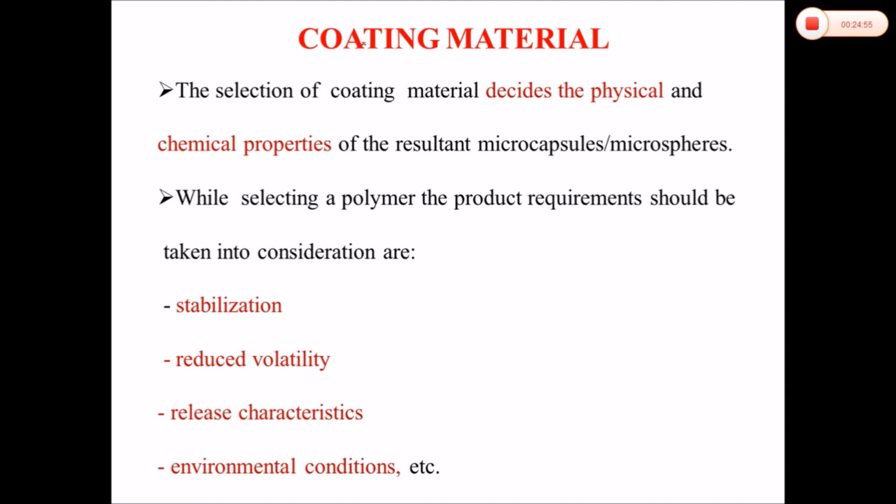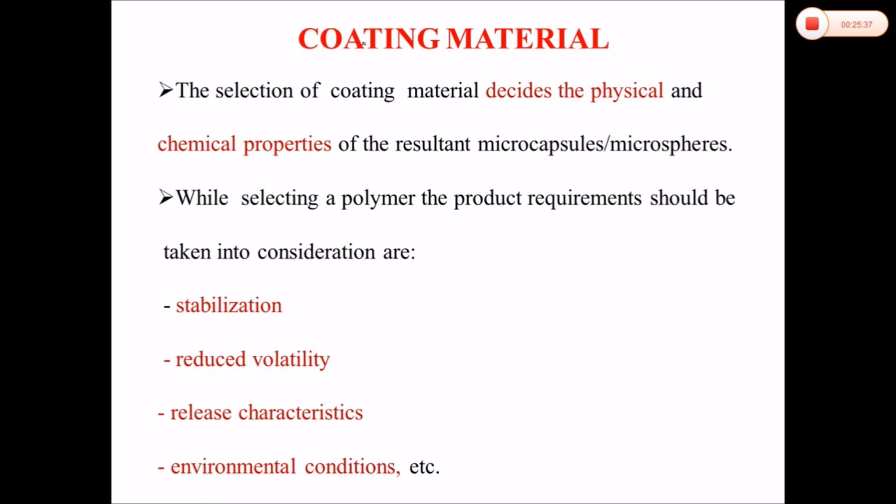So there are different types of coating materials. Water soluble resins, water insoluble resins, waxes and lipids, and some enteric resins like shellac and zein. Waxes and lipids include paraffin, beeswax, and stearic acid. Water soluble resins include gelatin, starch, carboxymethyl cellulose, and methyl cellulose. Water insoluble resins include ethyl cellulose, polyethylene acrylate, and cellulose nitrate.